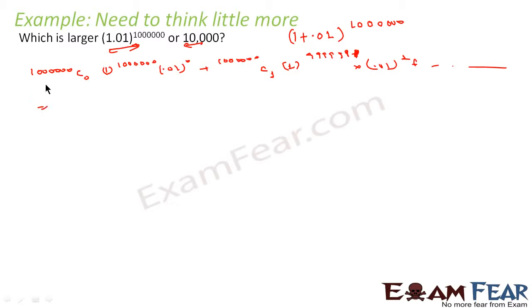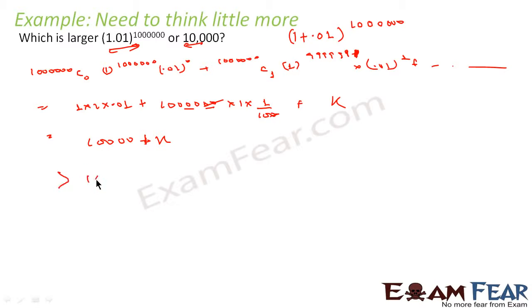When you solve this, 100C0 is equal to 1 into 1 to the power 100, which is equal to 1. Plus 100C1, which itself becomes 100, into 1 to the power 99 into 0.01 to the power 1, is equal to 100 by 100, which is 1, plus some constant. We'll assume the rest as a constant. So that means this is always greater than 10,000.